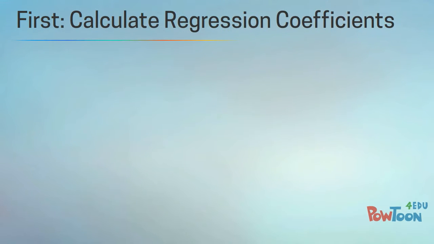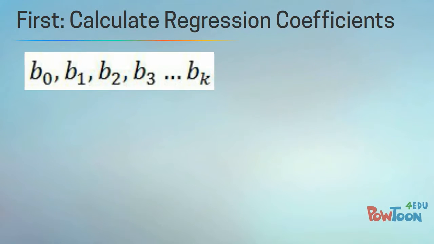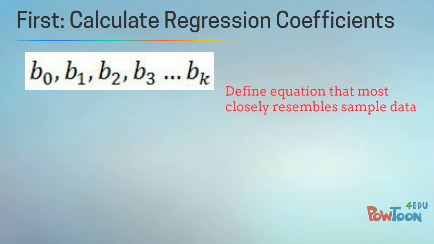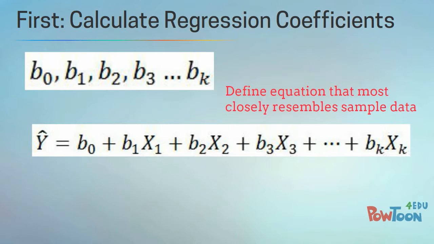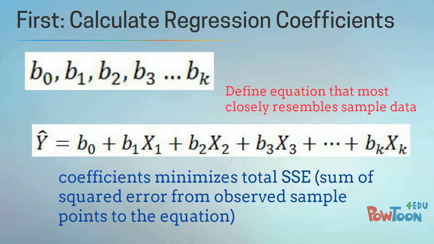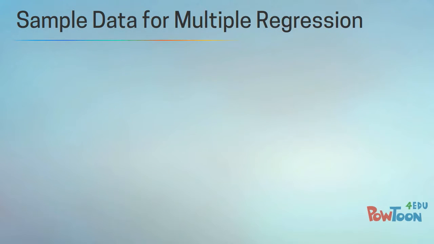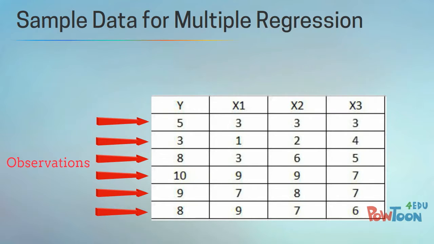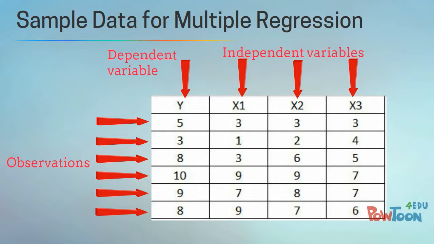The first step in a multiple regression analysis is to calculate the regression coefficients b0, b1, b2, b3, up to bk. These coefficients define a regression equation that most closely resembles the observed sample data. Y hat equals b0 plus b1x1 plus b2x2 plus b3x3 up to bk xk. As with simple regression, these coefficients minimize the total sum of squared error from the observed sample points to the equation. The sample data for multiple regression consists of several observations, each of which contains measurements for the y and all of the x variables. Measurements for each variable are listed down a column.